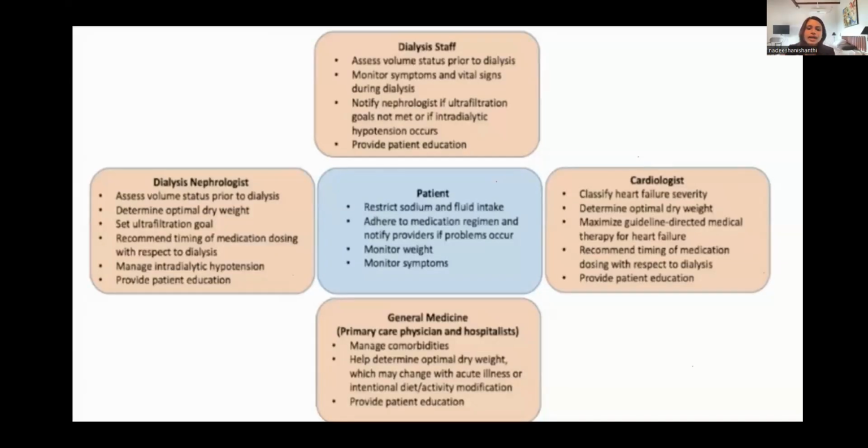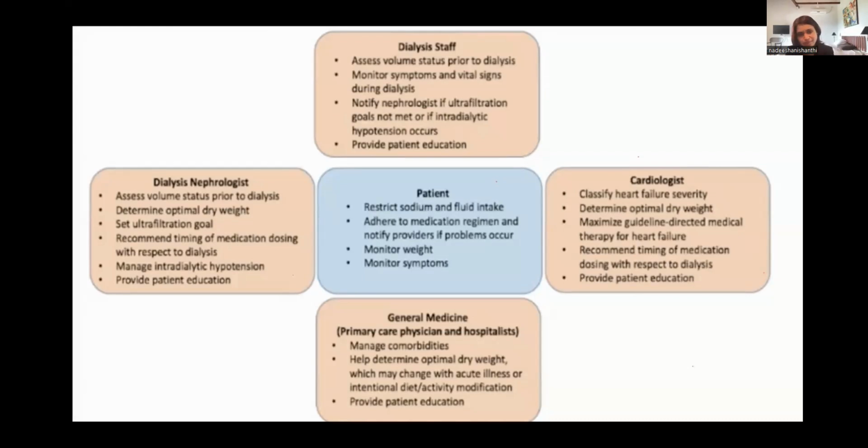For a dialysis patient, we need a multidisciplinary approach. We need to assess the volume status prior to dialysis, and monitor the symptoms and vital signs during dialysis. If the ultrafiltration goals are not met, or if hypotension occurs during dialysis when we remove more fluids, the patient can deteriorate.